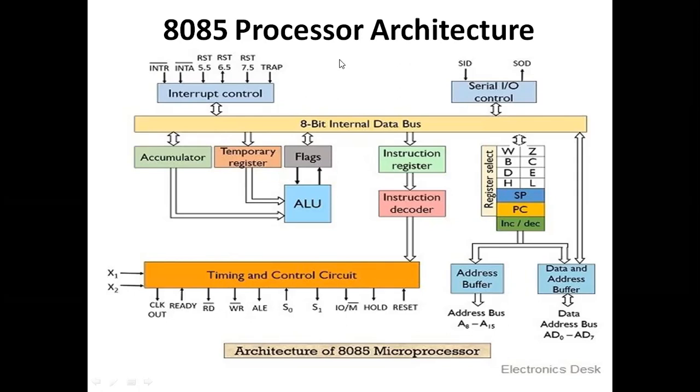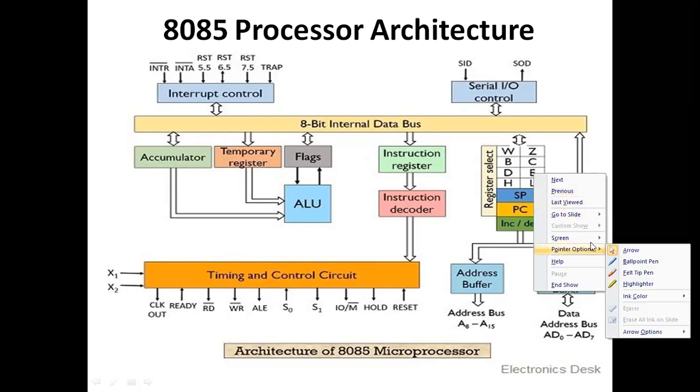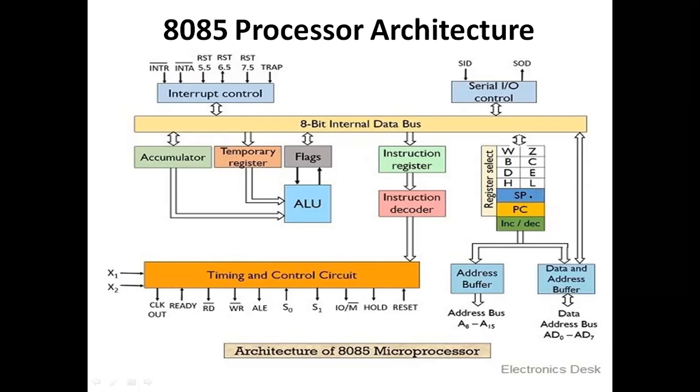And now I'll tell you the working of this 8085 microprocessor. So first, which register is important? As I have said, this program counter is the register which is very, very important. What will the program counter do? The program counter will hold the address of the next instruction, right?